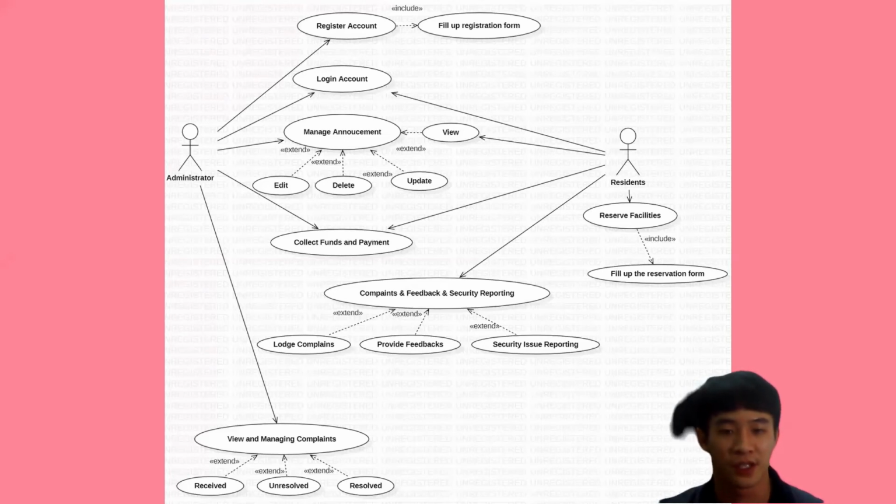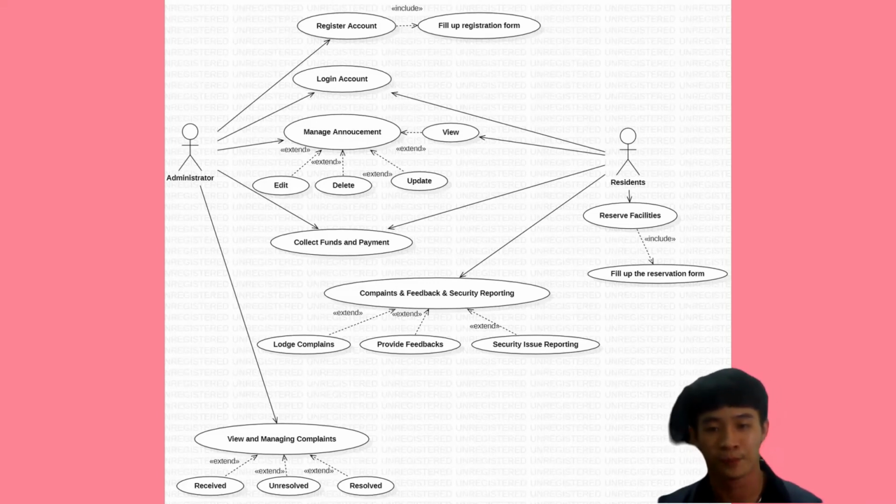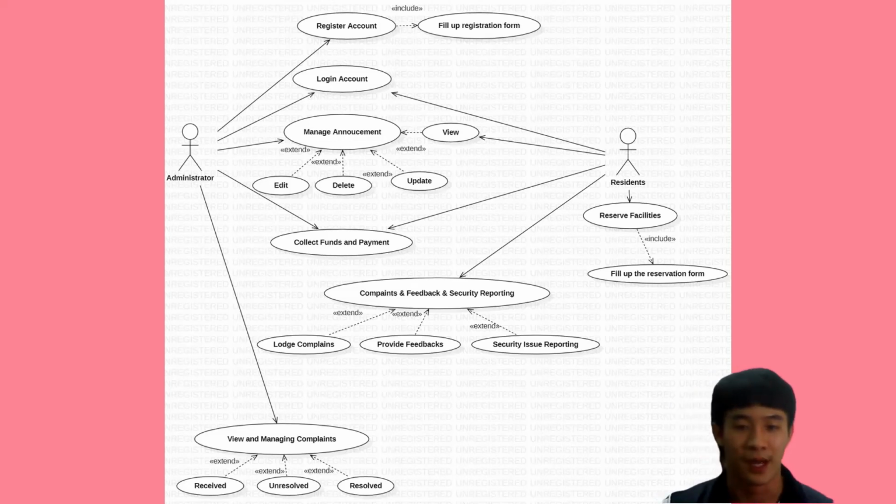The third function, manage announcement. There are 4 extensions from this, which are edit, delete, update, and view. The administrator can access all 4 extensions, while residents can only access the view. Because the administrator is the announcement maker, they can edit, delete, update, and of course view, but residents cannot. The fourth function is collect funds and payment, which both administrator and residents can access.